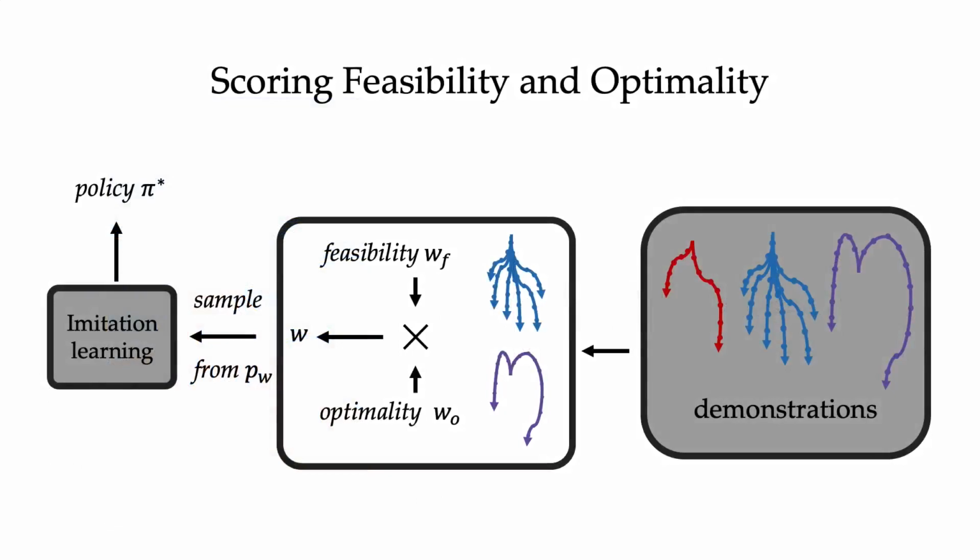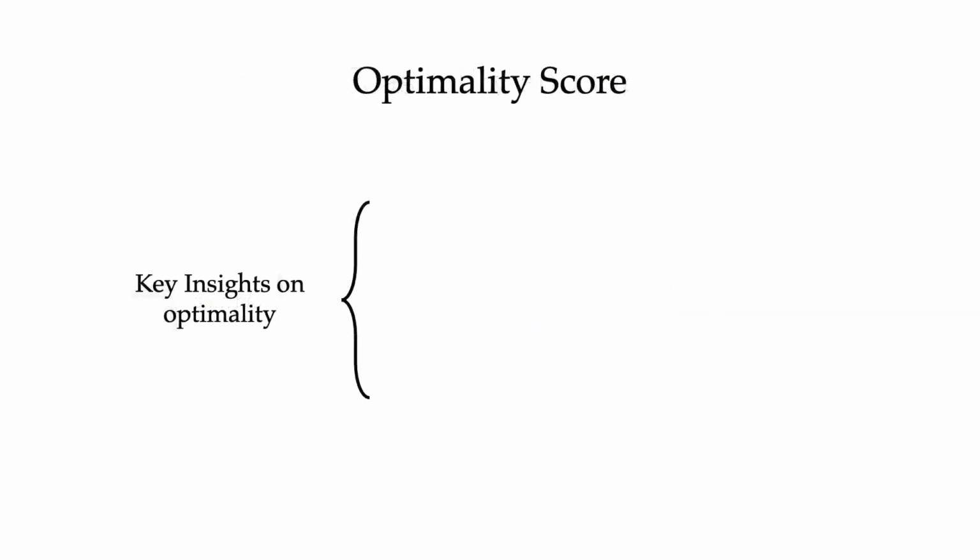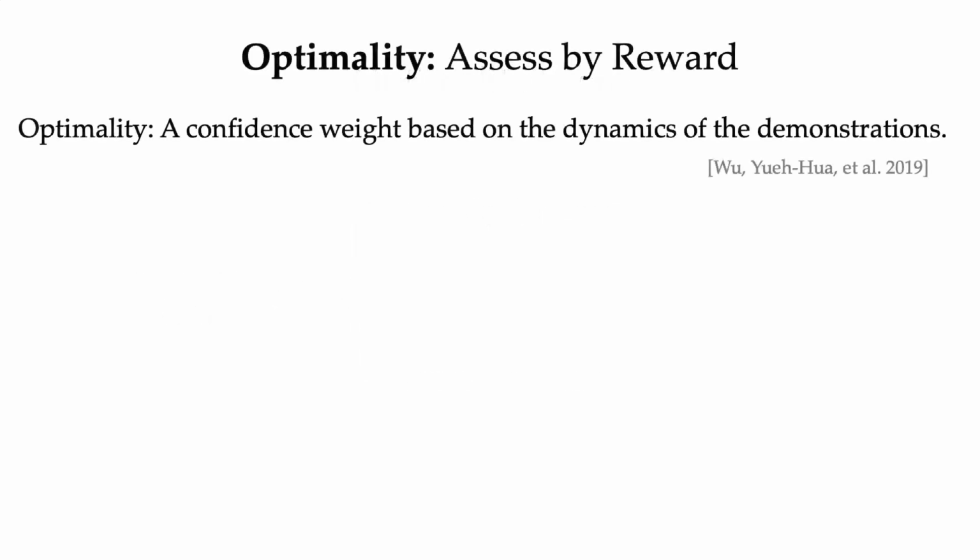Now that we have discussed how to find the feasibility score, we would like to next talk about computing the optimality score. One key insight is that we need to assess the optimality based on the reward and further make the optimality agnostic to the choice of initial states. Prior work models optimality by a confidence weight based on the dynamics of the demonstrations. However, such an optimality score does not work when demonstrations are from different dynamics.